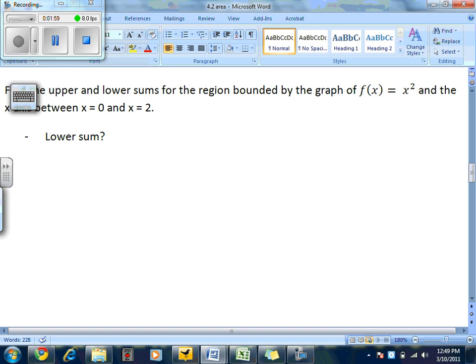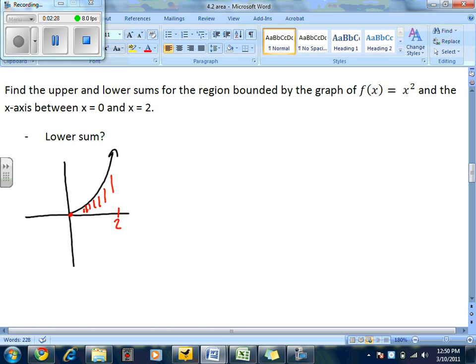All right. So it says find the upper and lower sums of the region bounded by the graph of f of x equal to x squared and the x-axis between 0 and 2. So we're trying to find the area. Let's graph this for a second here. Here would be a parabola, x squared graph, right? What we're trying to find is the area underneath this curve, from 0 all the way to 2. And we're going to break it into n rectangles, any number of rectangles. So we're going to figure out a formula so we can plug in any number of rectangles that we want.